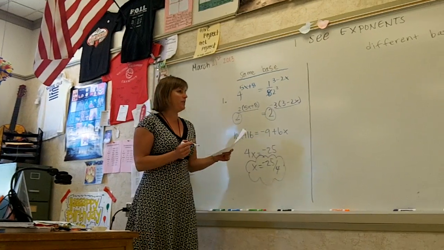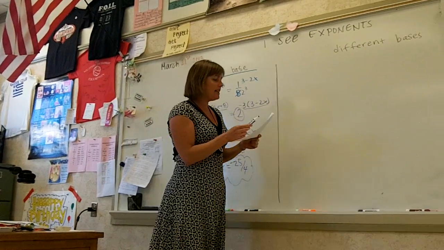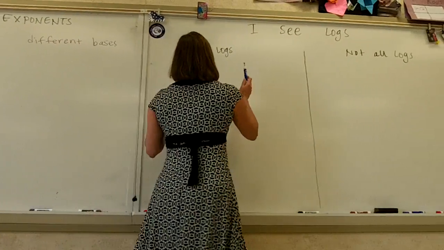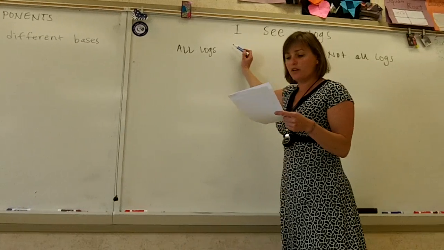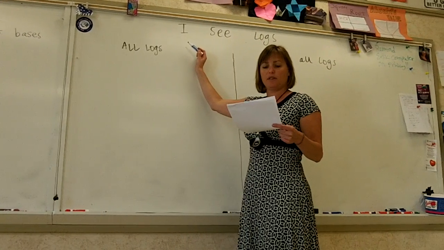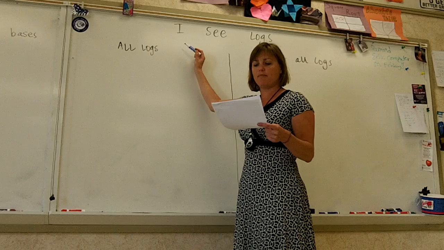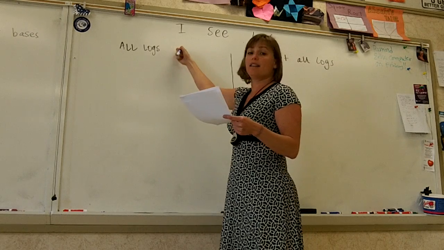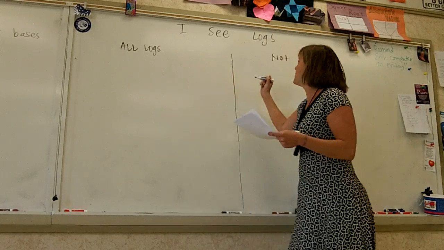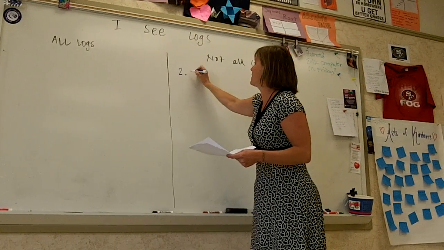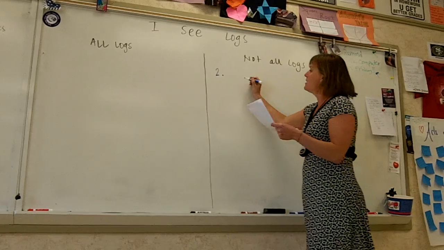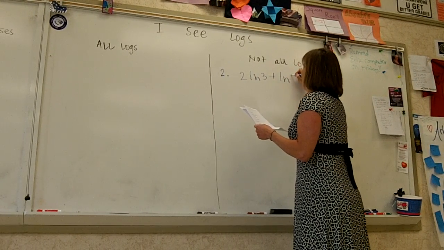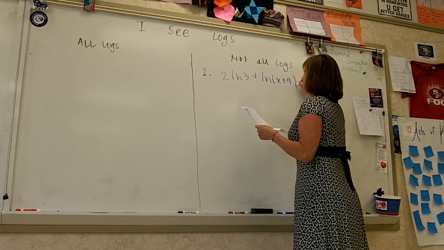Let's look at problem number 2. I see logs. So I'm going to move over here and think, are there logs in every term? I see a log in the first term, I see a log in the second term, but I don't see a log in the third term. So they don't all have logs. So I'm going to put number 2 in this category, not all logs. So 2 times the natural log of 3 plus the natural log of x plus 4 equals 1.